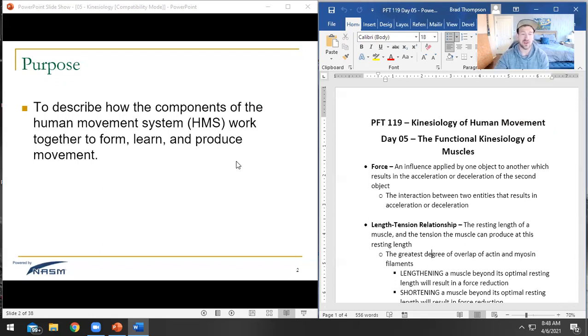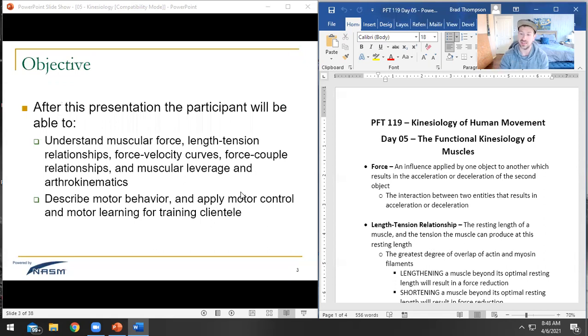So, looking at it, we want to describe how the human movement system learns and produces movement. That's another thing we're going to be looking at today: how our nervous system actually develops human movement properly. We want to understand some of our other pieces of terminology, like force. There's force being generated by your muscles, but there are also forces acting upon your muscles in the form of a resistance, a resistive force.